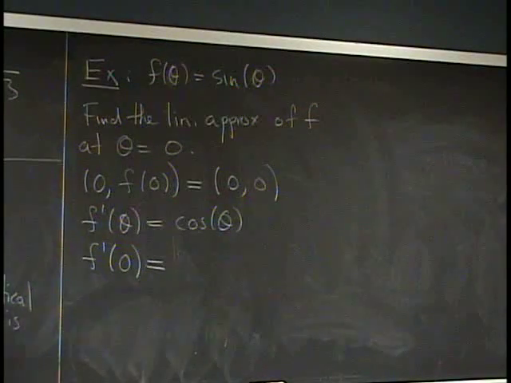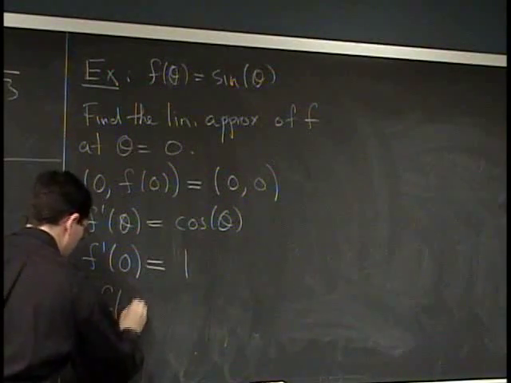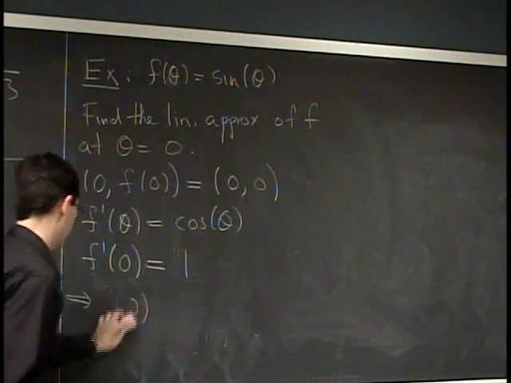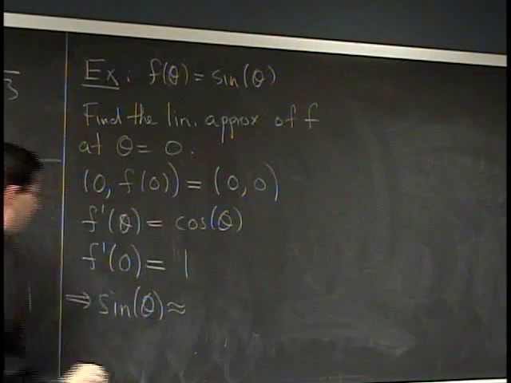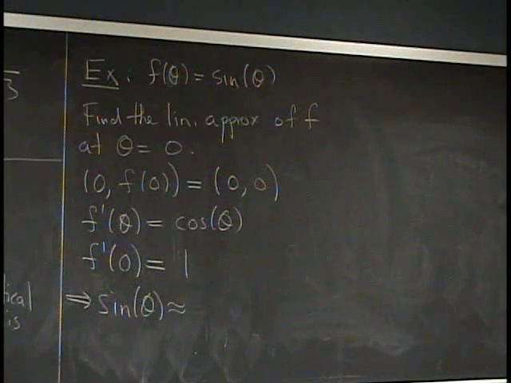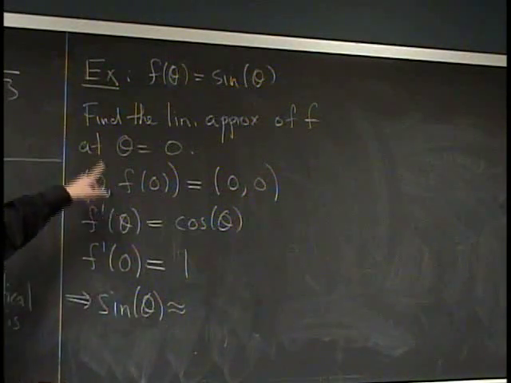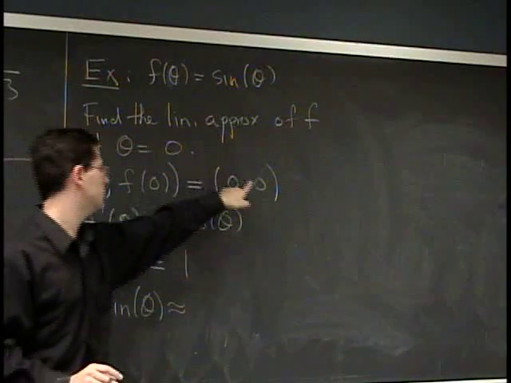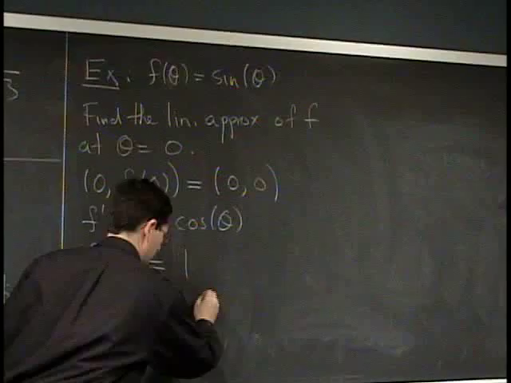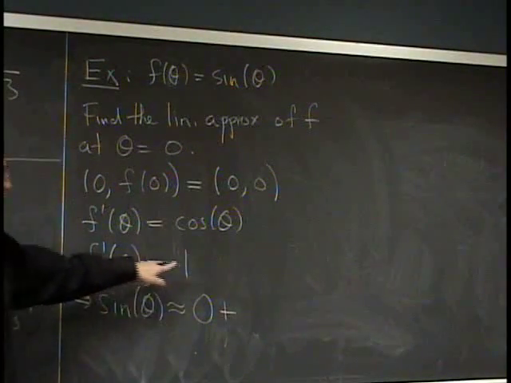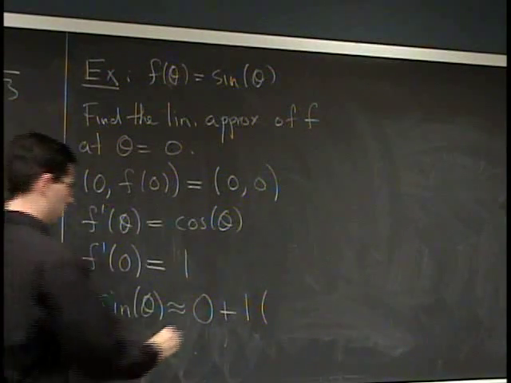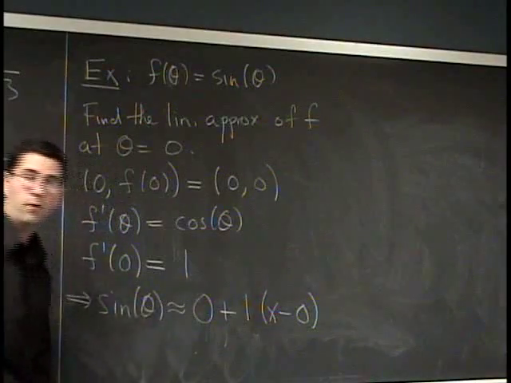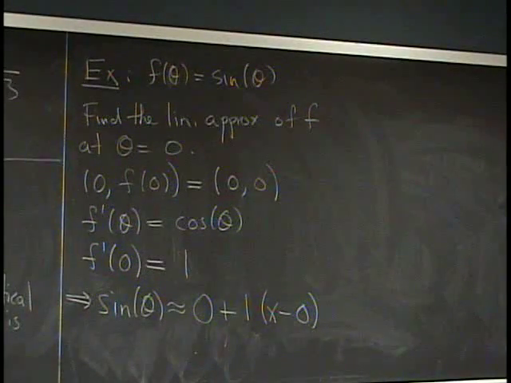Very good. Cosine of 0 is 1. So what? Well, here, replace f of theta with sine of theta. That looks good. What is sine of theta approximately equal to around 0? Let's see, it's f of 0, which is 0, plus f prime of 0, which is 1, times x minus 0. Okay, that's what the formula tells me. That's what point-slope form tells me.